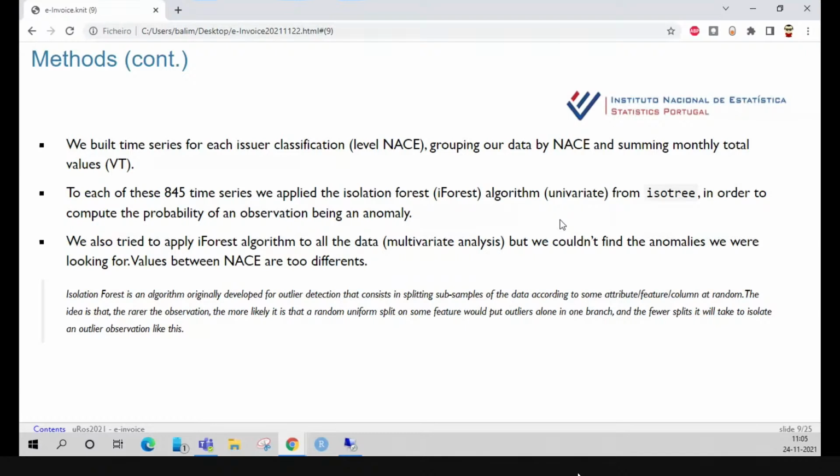We also tried to apply the isolation forest algorithm to all the data as a multivariate analysis, but we couldn't find the anomalies we are looking for, probably because the values are too different between the NACE.